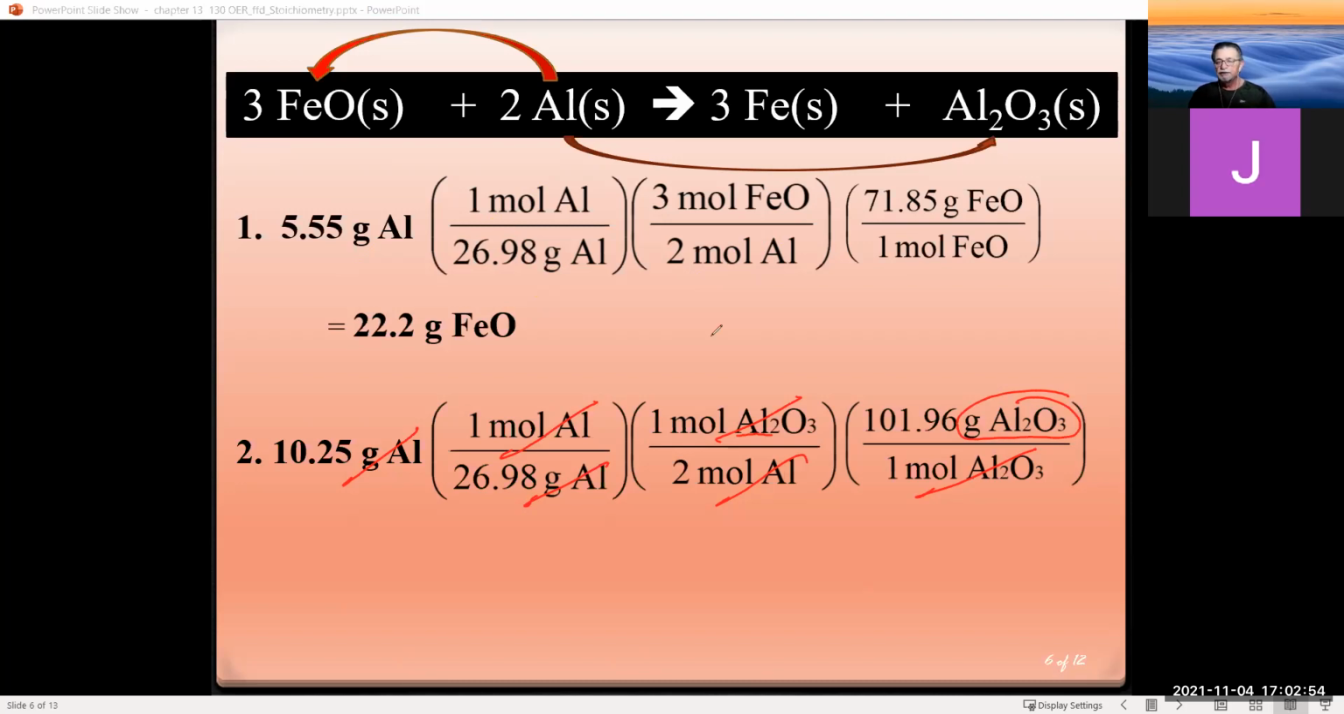So if I start off with 10.25 grams of aluminum, and assuming I have a sufficient amount of iron 2 oxide, I will react and make 19.37 grams of aluminum oxide. 19.37 grams of aluminum oxide would be generated.